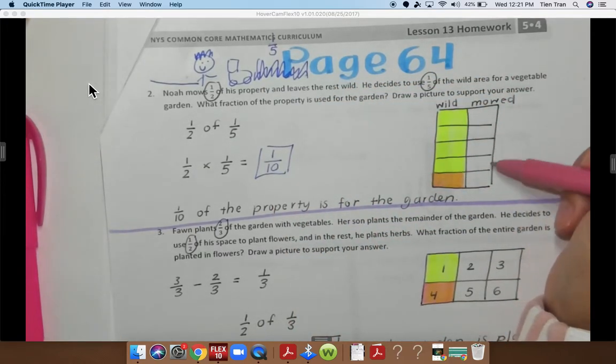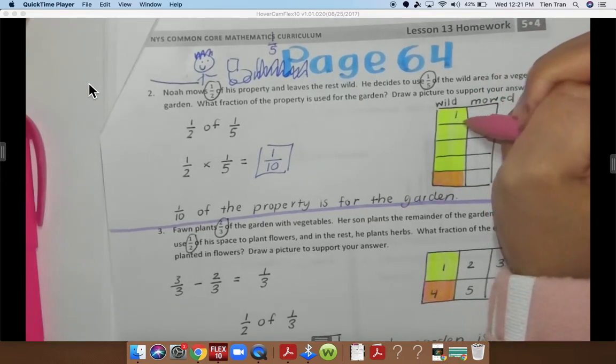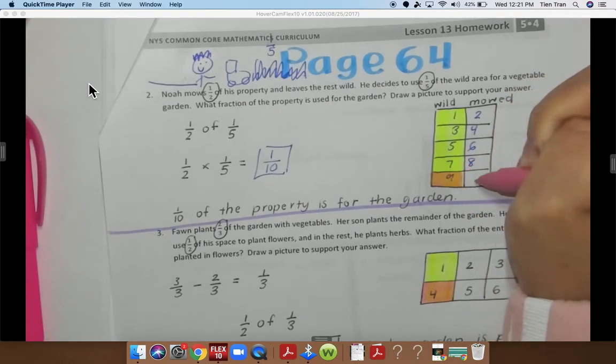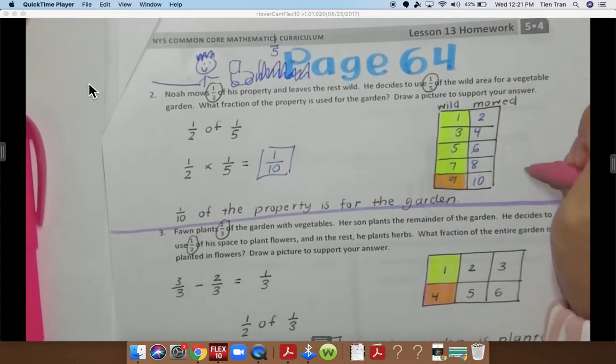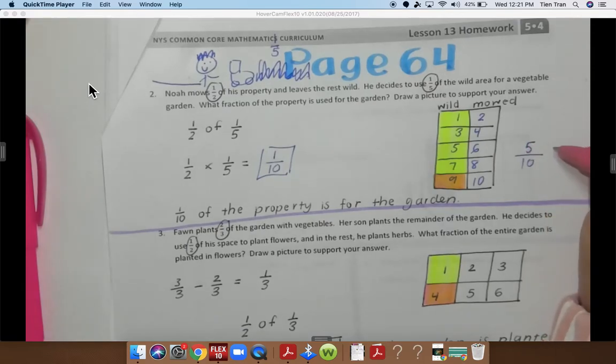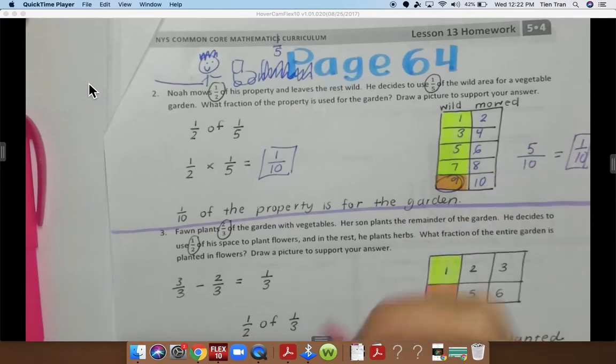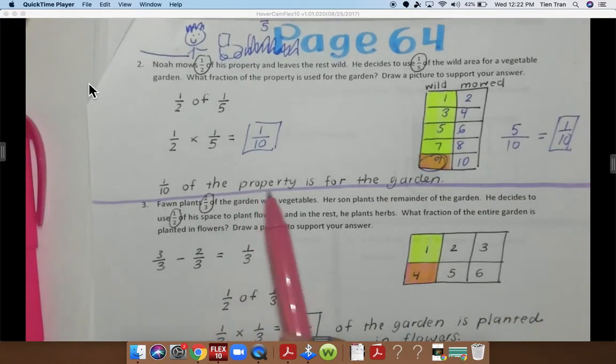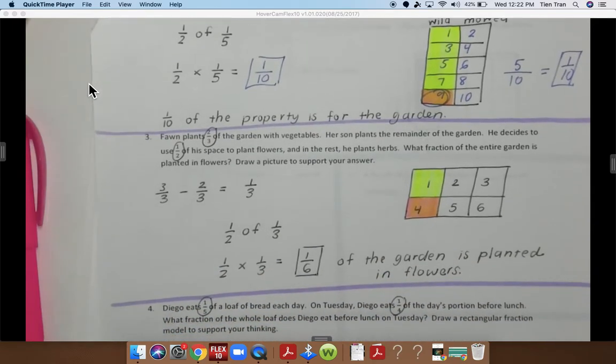How do I know that? If I were to draw a picture, I would have 1, 2, 3, 4, 5, 6, 7, 8, 9, 10. I would have 10 pieces, and 5 of the pieces are shaded in. But remember, he only uses 1/2 of that piece. So in reality, he only uses this piece right here. It's only 1 out of 10 pieces that he actually uses. So 1/10 of the property is used for gardening.